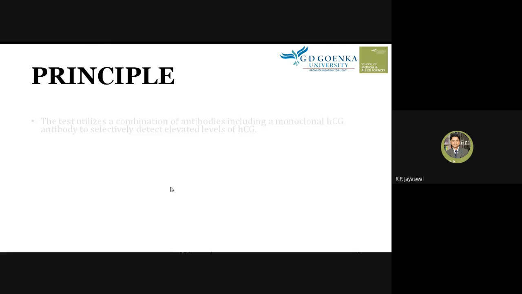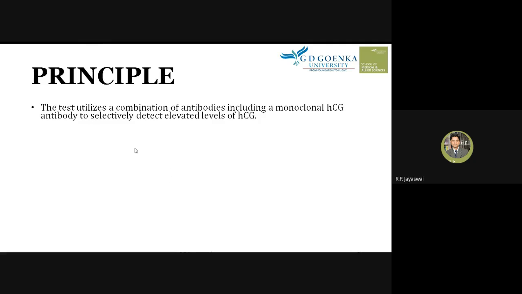What is the principle? The test utilizes a combination of antibodies, including monoclonal HCG antibody, to selectively detect elevated levels of HCG, that we have studied.